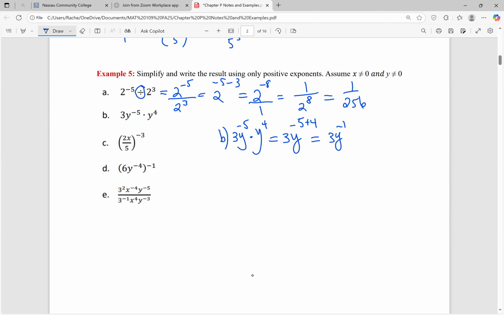And we want to rewrite this so we don't have a negative exponent. Again, think of 3y to the negative 1 as being over 1. But we only want to take the reciprocal of the y to the negative 1. The 3 is fine where it is because it doesn't have a negative exponent. So the 3 is going to stay in the numerator. And then we're going to have y to the positive 1, or just y, in the denominator. So my answer is going to be 3 divided by y.